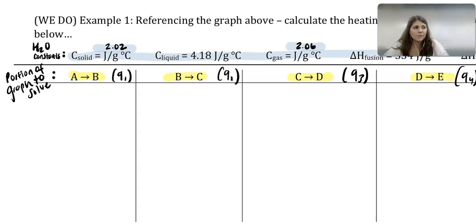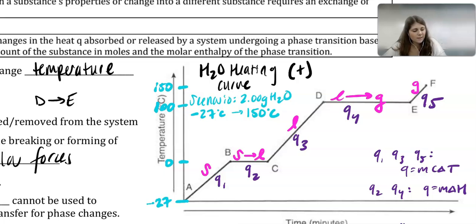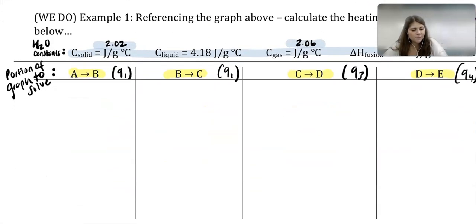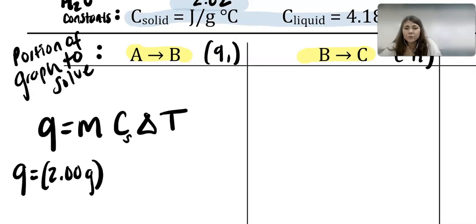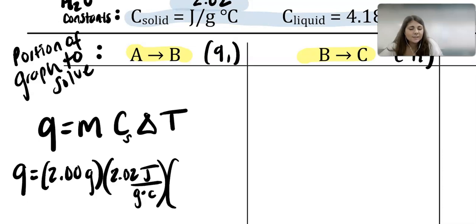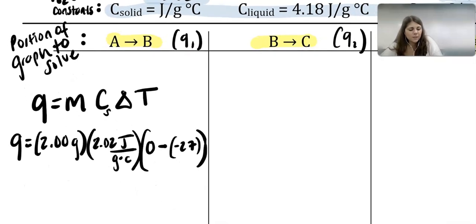We're going from A to B, okay? So if you look at here, we're looking at Q1. We're looking at this spot right here, okay? Here we're working with water as a solid. It's initially at negative 27 and it goes to 0 degrees Celsius. So this is a temperature change, MC delta T. We said that this is a solid. So here, 2 grams of our water. Also, our mass will be 2 grams for every single portion of the graph. So 2 grams, solid water is 2.02 joules per gram Celsius. And T final minus initial, we had 0 minus negative 27, which ends up being positive 27. You get your Q value as 109.08 joules. And this is our Q1, all right?